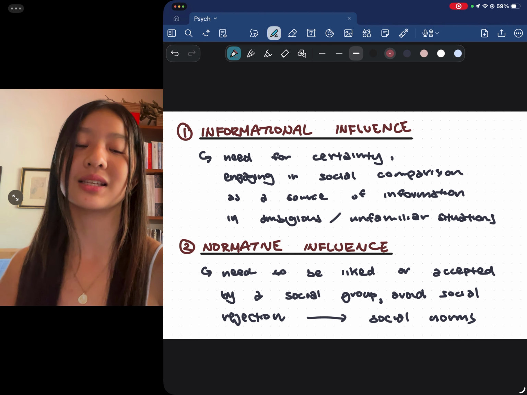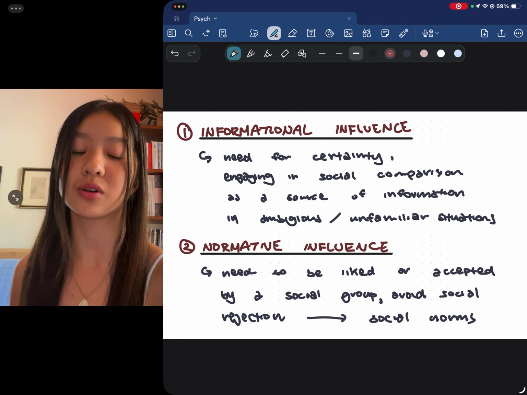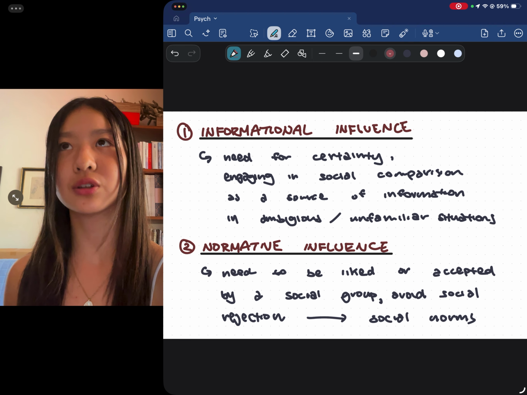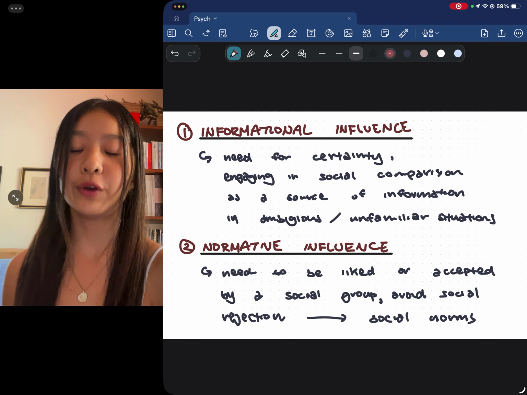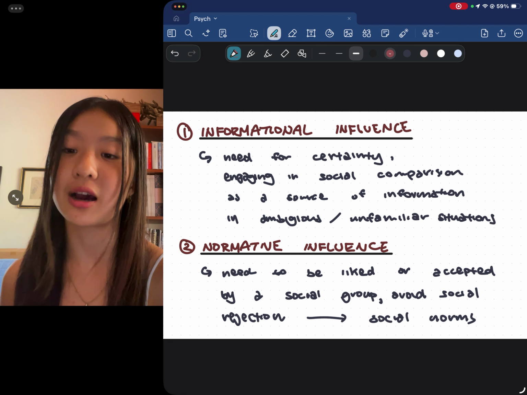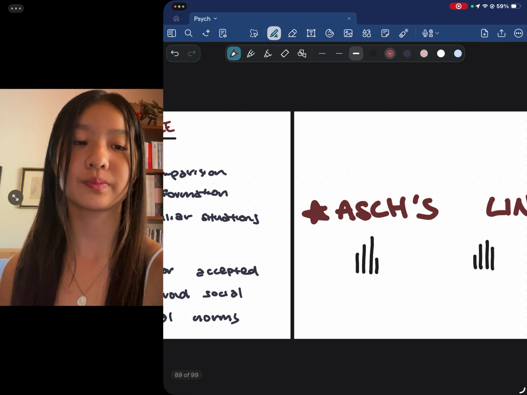Normative influence is the need to be liked or accepted by a social group, to avoid social rejection, and to fit into the social norms and to be desired by those around us.